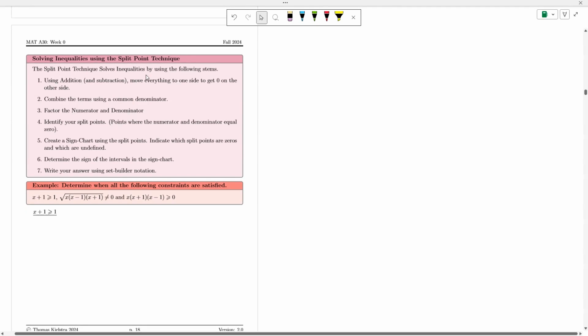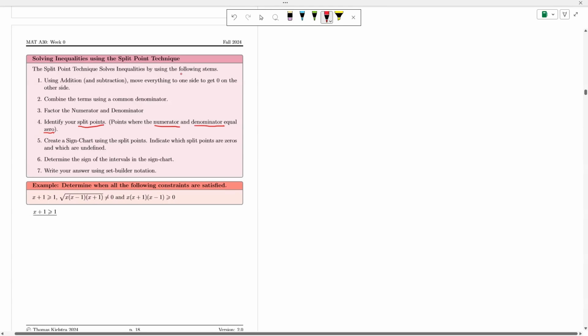Split point technique solves inequalities by using the following steps in order. Using addition and subtraction, move everything to one side to get zero on the other side. Combine the terms using a common denominator, factor the numerator and denominator. Then we're going to identify our split points. Now, our split points are points where the numerator or denominator equal zero.